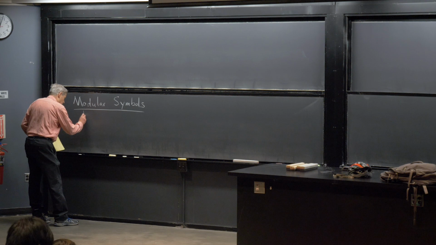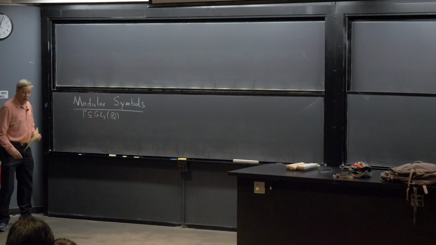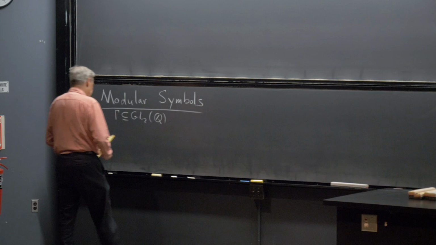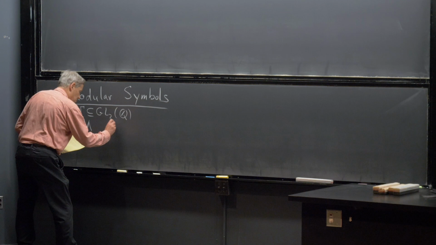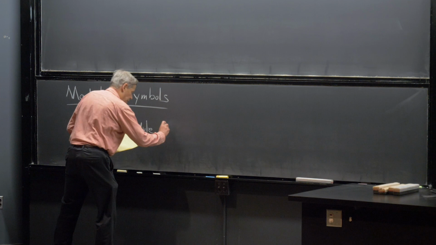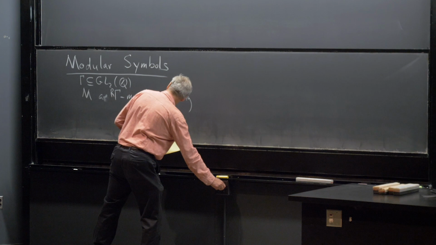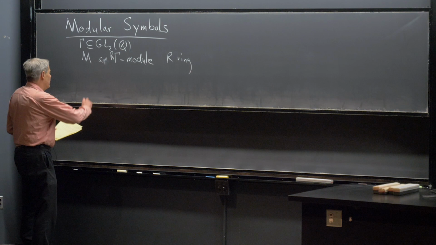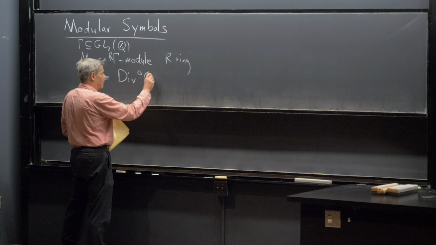Well, you start with a subgroup Γ of GL2(Q). Sometimes it'll be GL2(Q), but usually it will be a congruence subgroup of SL2(Z). M is a Γ-module. There'll usually be a ring sitting around, so R will be some ring. And then Δ0, that's my notation for the set of divisors of degree zero on P1(Q).